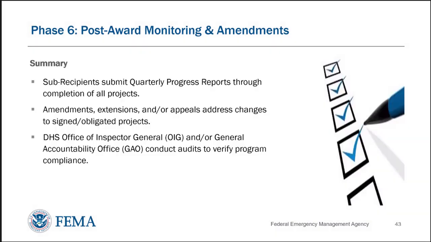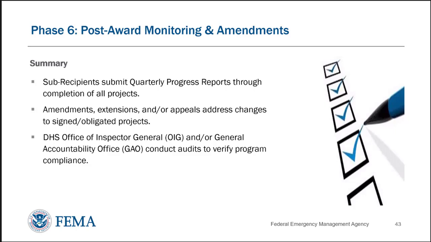So subrecipients submit quarterly progress reports. They could have amendments. They may request an extension as they get more documentation based on whatever may be needed. And they can appeal some decisions, say based on eligibility. There are avenues in which we can help our survivors recover.